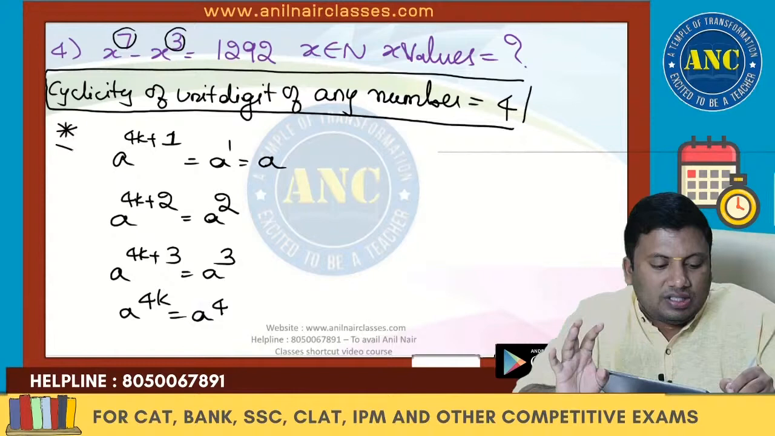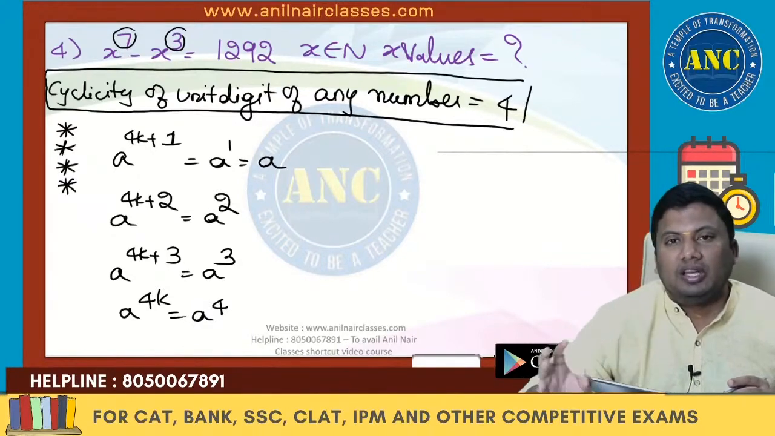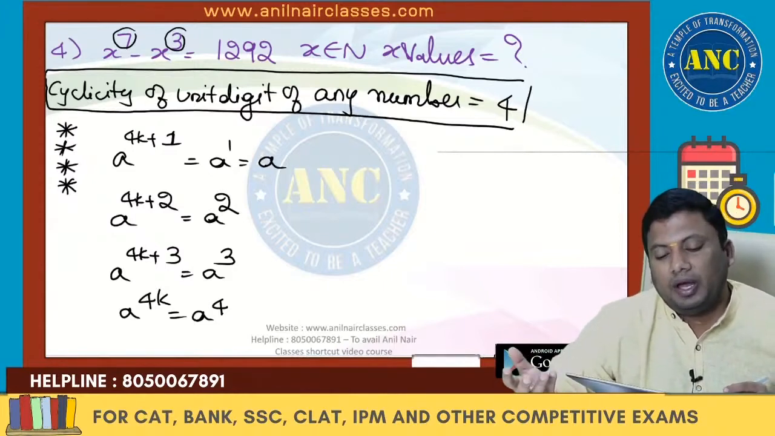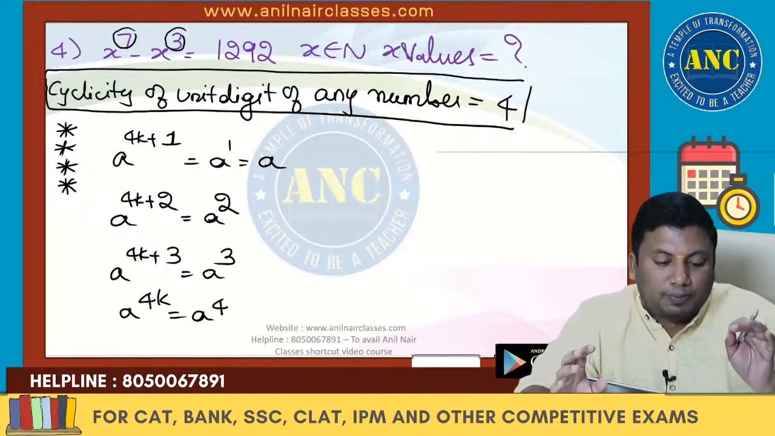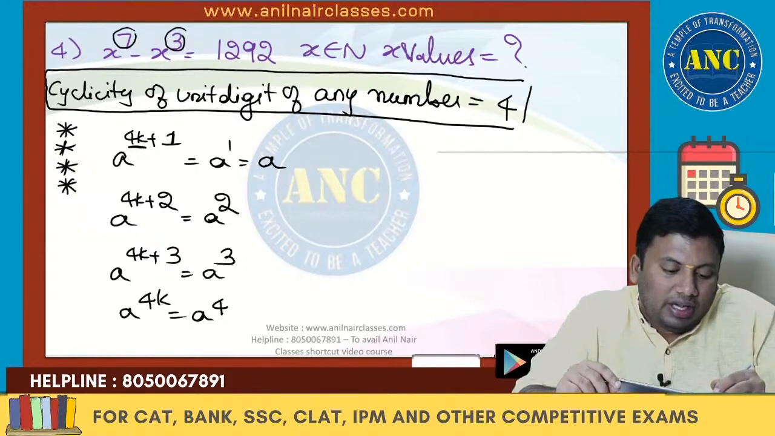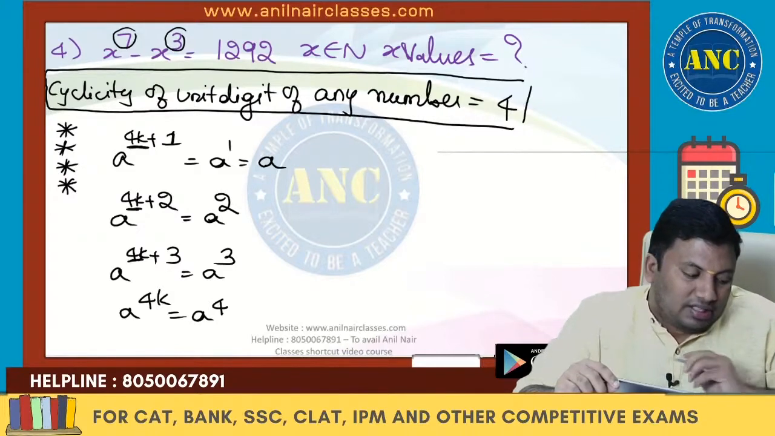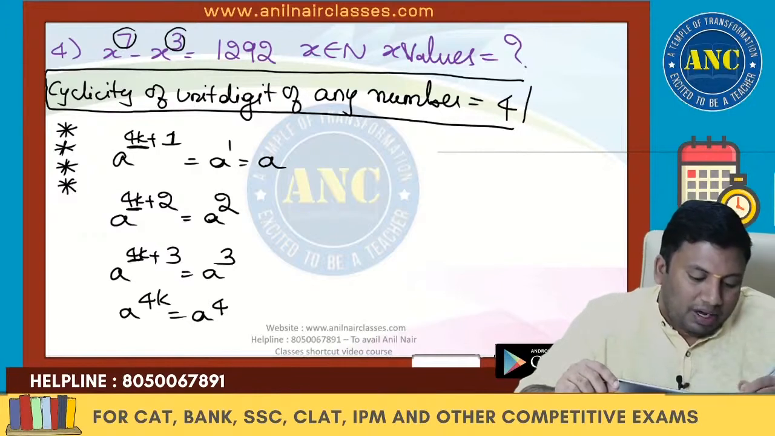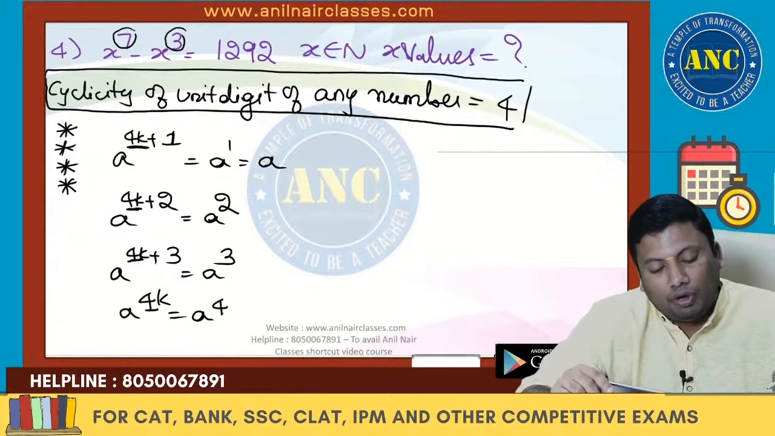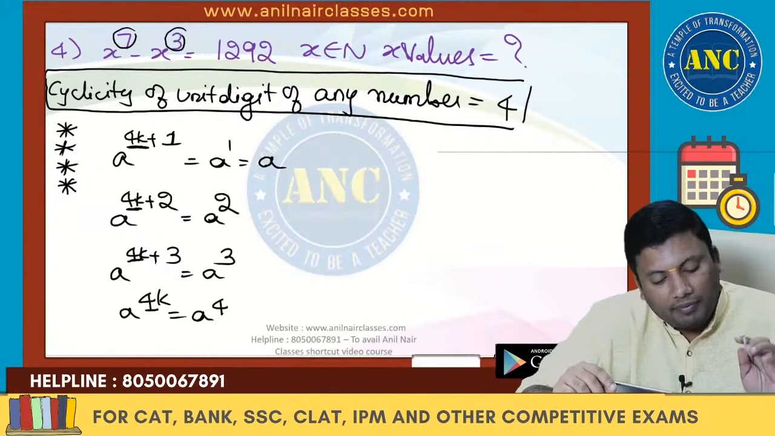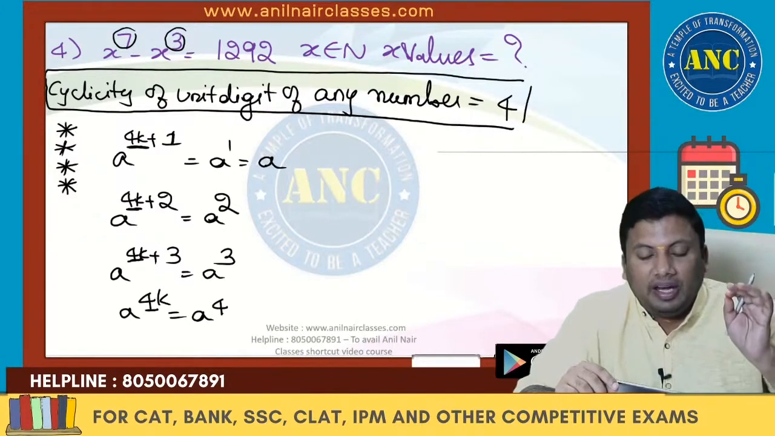Please write down these important key points. Cyclicity of the unit digit of any number is 4. Less than 4, sometimes it may be repeated, sometimes it may not be repeated. But after 4 steps means it could be 4, 8, 12, 16 and so on. So multiple of 4. Any multiple of 4 is written as 4k. A power 4k plus 1 is a. A power 4k plus 2 is a square, a cube and a power 4. Cyclicity of the unit digit of any number is 4.